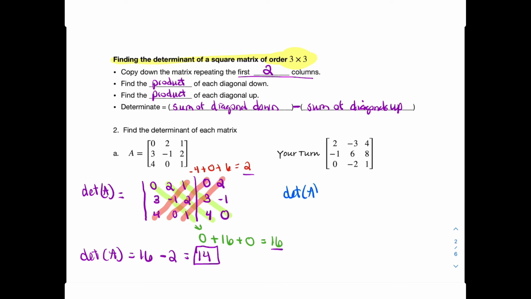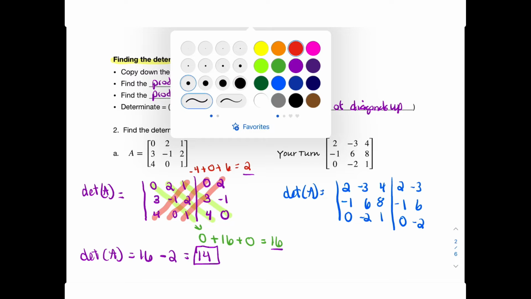Okay, to find the determinant of this matrix, first we're going to copy down the matrix, but put it in the absolute value symbols for our notation so the reader knows we're finding the determinant. Then I'm going to copy down the first 2 columns.